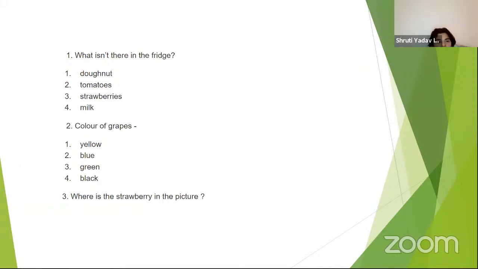Then color of grapes. Blue. Blue, black it was. Blue, black. Yeah. So blue it is.